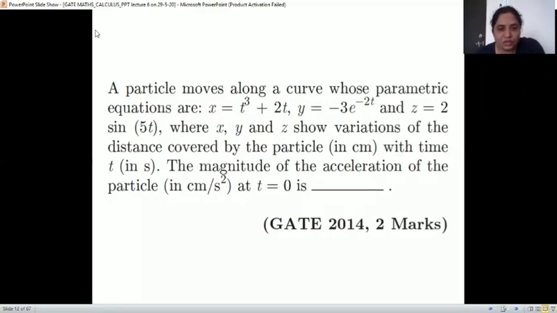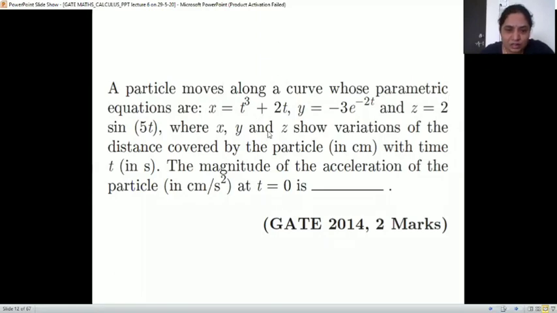What you have to do is first write the position vector. What is the position vector? R bar is x i bar plus y j bar plus z k bar. From that we can find the velocity vector by differentiating it, and differentiating again with respect to t, we get the acceleration vector. So you have to find the acceleration vector. Can any one of you tell me the answer?